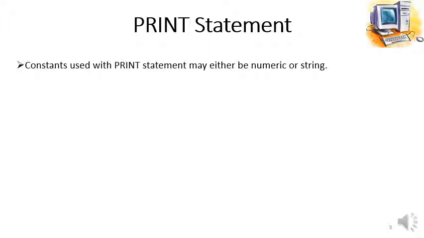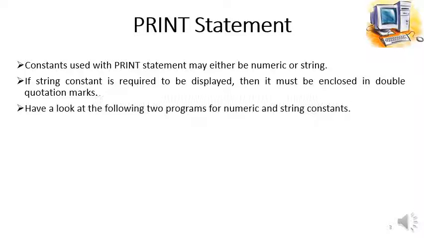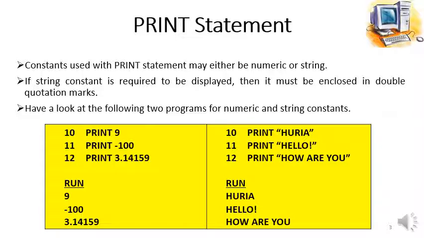Constants used with the print statement may either be numeric or string. If a string constant is required to be displayed, then it must be enclosed in double quotation marks, as we know that a string is always enclosed in double quotation marks. Have a look at the following two programs for numeric and string constants, and how they are printed with the help of the print statement. Here in this first example we are using the print statement for displaying constant values. In the first statement we are displaying the constant value 9, in the second statement the constant value -100, and in the third statement this fractional value 3.14159, which is actually the value of pi.